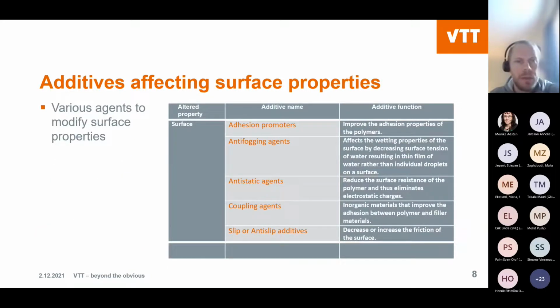Then additives affecting surface properties. This category is not necessarily that interesting when you think about the applications in nuclear facilities, but here different kinds of additives are used to change the surface properties. I think these additives are more relevant, let's say, in packing industries where we want to prevent, for example, sticking due to electrostatic forces. We want to prevent sticking of materials to each other.